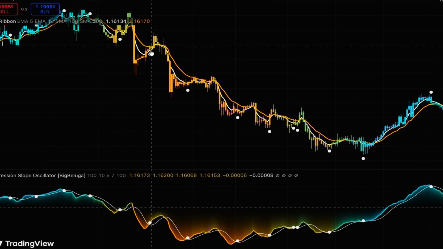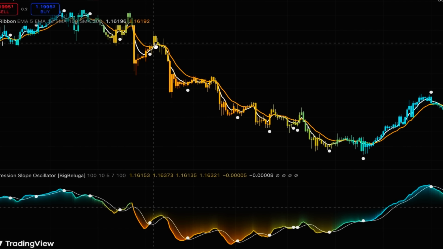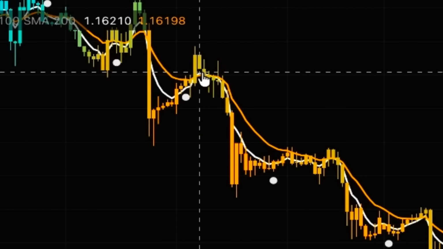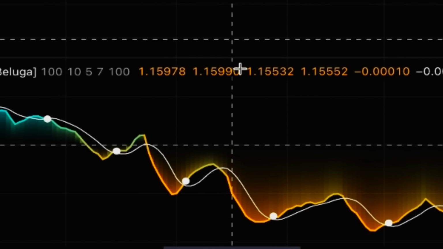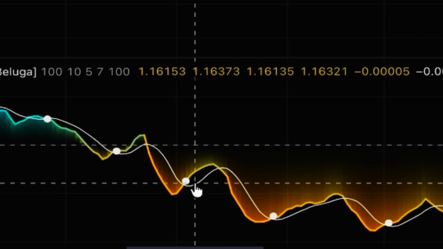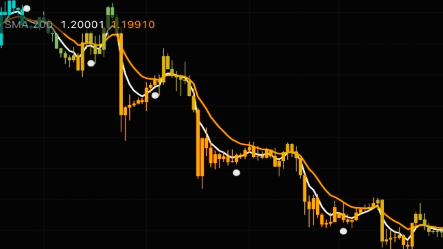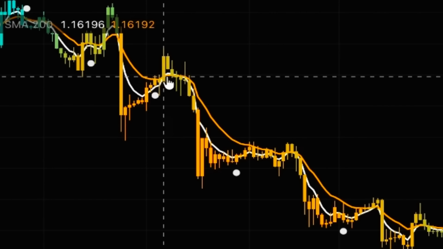For identifying the pullback and end of the pullback, we're going to use the indicator itself and the 2 EMAs. Here we want the white line to go above the orange line, and here we want the oscillator line to go above the signal line. When we have this situation, it tells us that probably a pullback is forming on the chart.